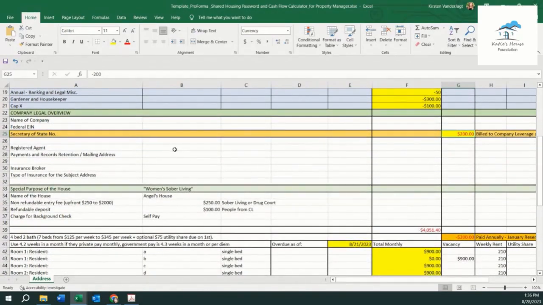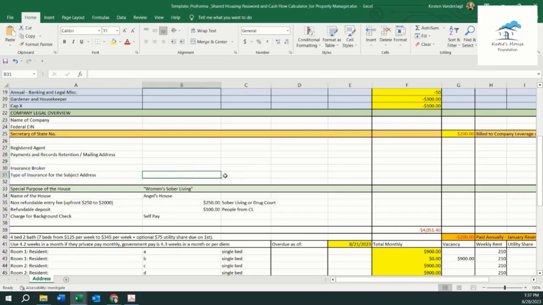You would want to put for your property manager who the registered agent is and their address. Same thing for where you want people to mail you payments or records retention. That's going to be different, right? Your property manager might keep some records, and then your registered agent probably keeps no records unless it's one of your attorneys. And then you're going to have your insurance broker here and probably their phone number and email.